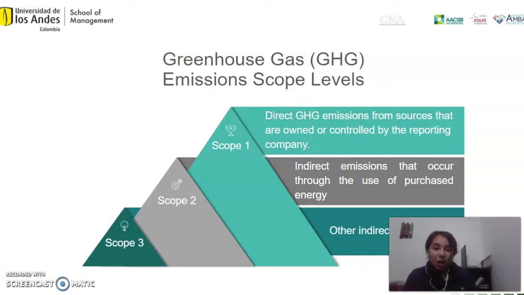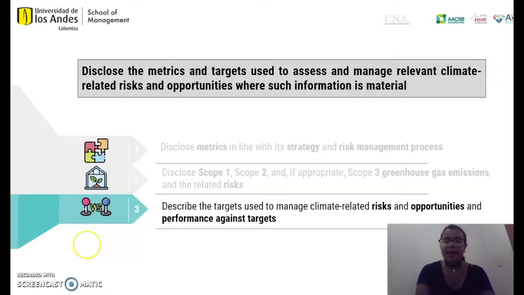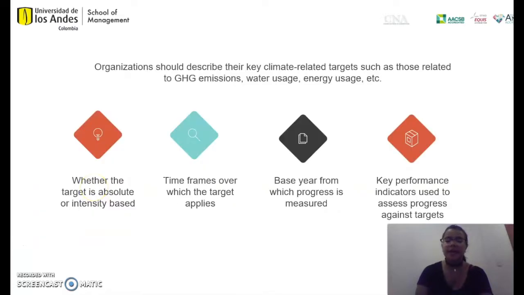And the third scope is other indirect emissions that result from an organization's operations but aren't owned or controlled by the company. Some examples are employee business travel, transportation of products, or other outsourced activities. The last recommendation describes the targets used to manage climate-related risks and opportunities and performance against targets.